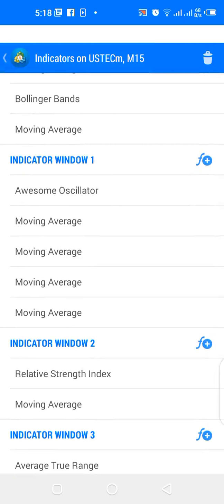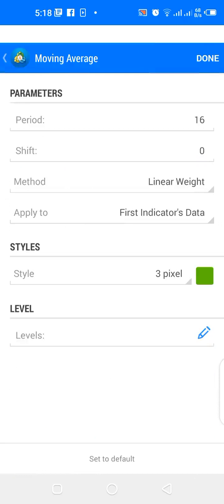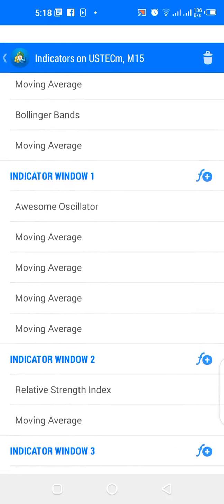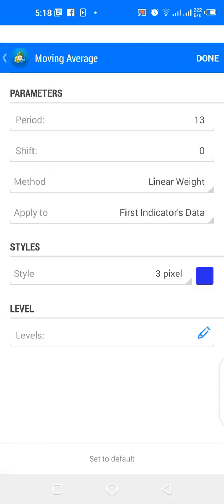And the third moving average is 16 period. Method is linear weight. Apply to first indicator's data, and the color is green. And the fourth one is 13 period. Method is linear weight. Apply to first indicator's data, and the color is blue.